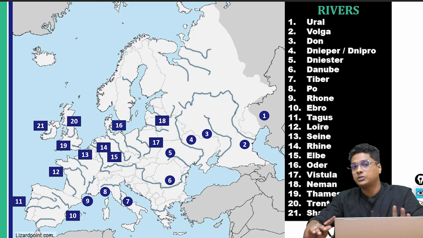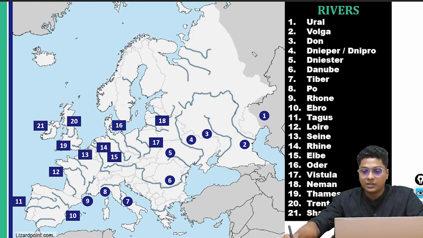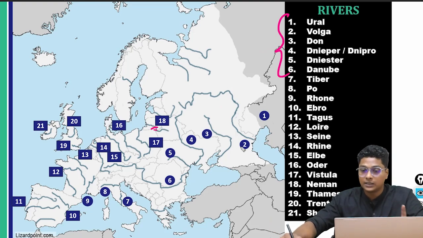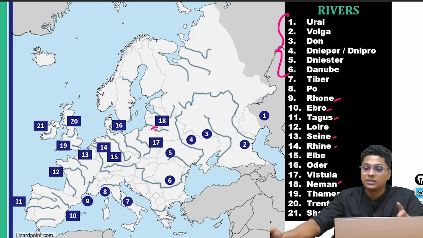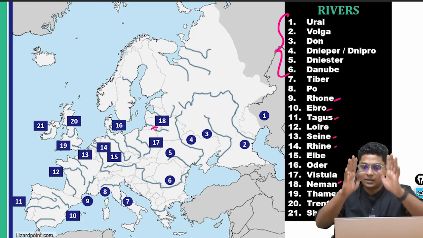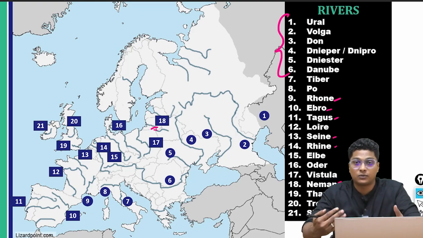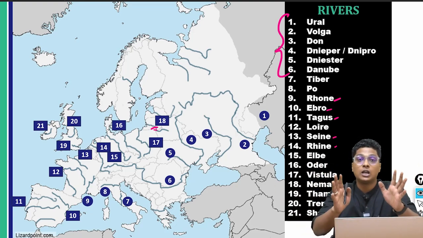So we have seen 21 major rivers, especially the first 6. These rivers are very important. Also, the Niemen River is important because of its current affairs relevance. Other major rivers in these regions: Rhone, Ebro, Tagus, Seine, Rhine, Niemen, Thames. Try to remember all these rivers, and you should be in a position to guess where each is flowing into and its approximate location.